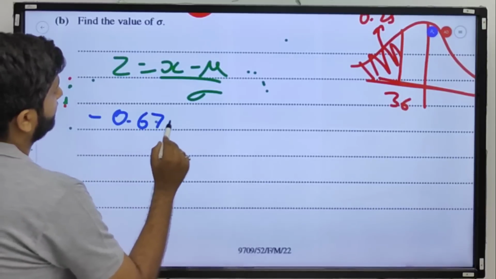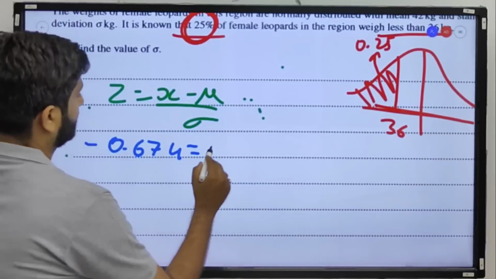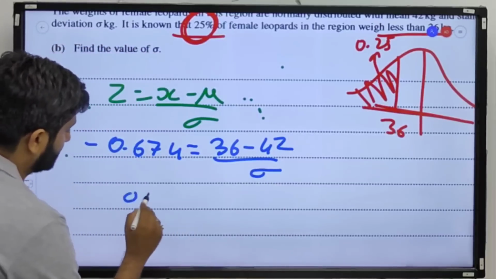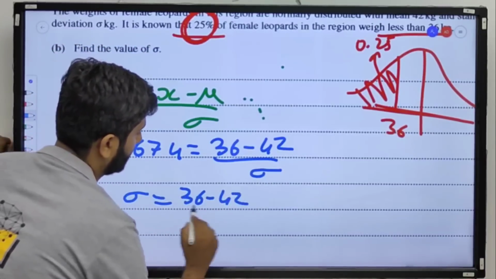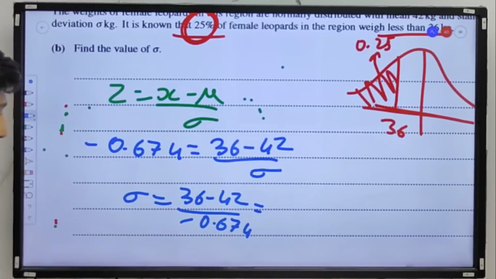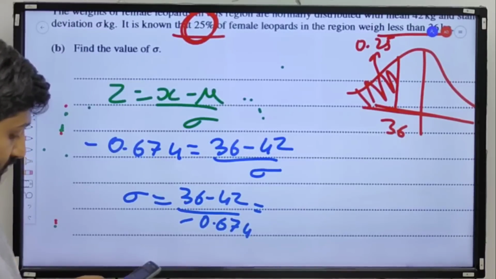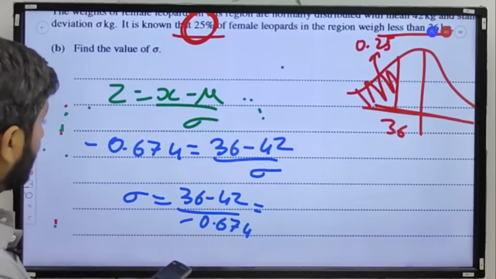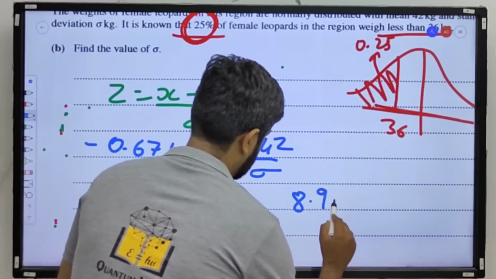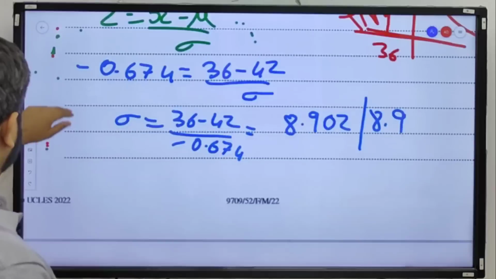Minus 0.674 is equal to x, which was 36, minus mu upon sigma. So my sigma is 36 minus 42 upon negative 0.674. So let me do the calculation. 36 minus 42, whole divided by minus 0.674, is 8.902, or I can write it as 8.9 also. Let's move to the next question.